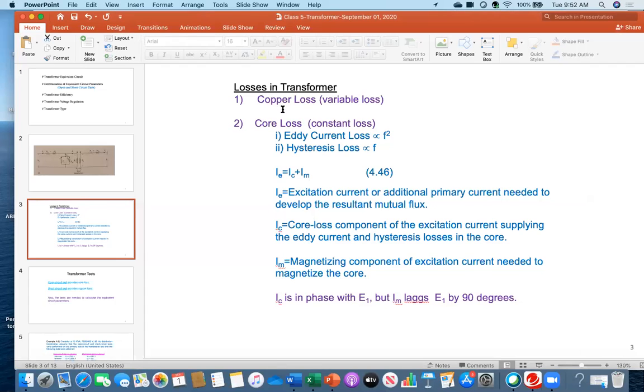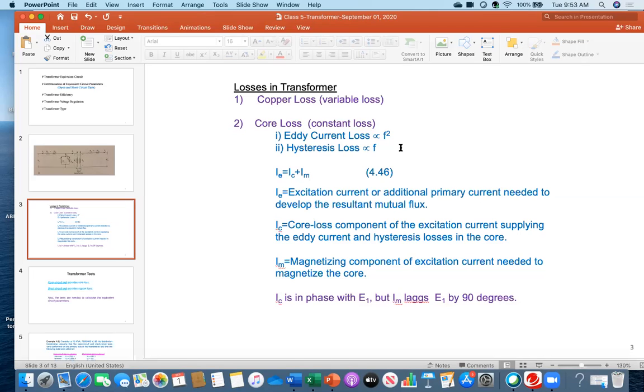Losses in transformer. Copper loss is due to resistance, that you easily understand, and which is variable loss because that is I squared R loss. But constant loss, which is the core loss, comes from the magnetic material. And after a lot of experiments, it has been confirmed by power engineers that eddy current loss is proportional to frequency squared and hysteresis loss is proportional to frequency.